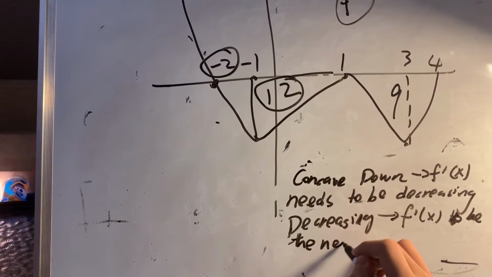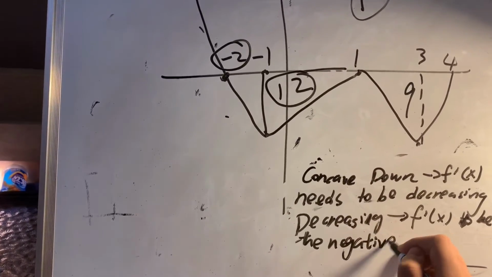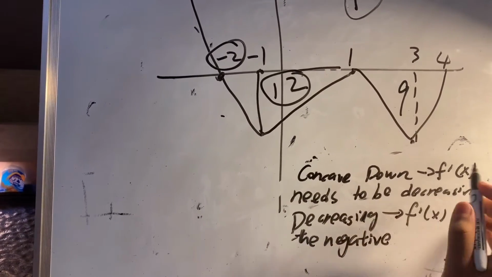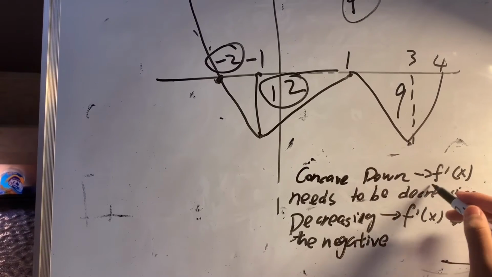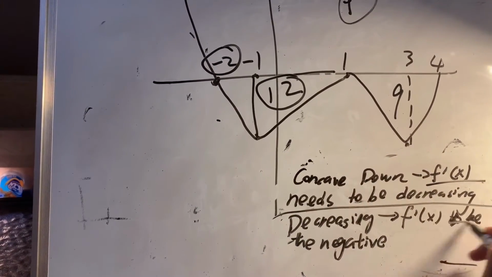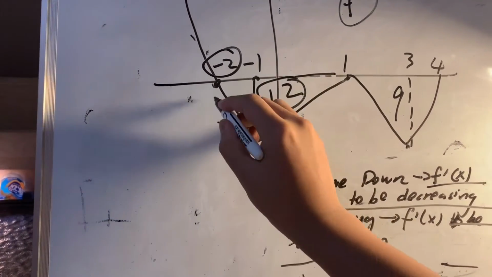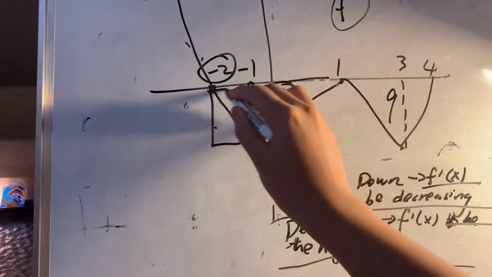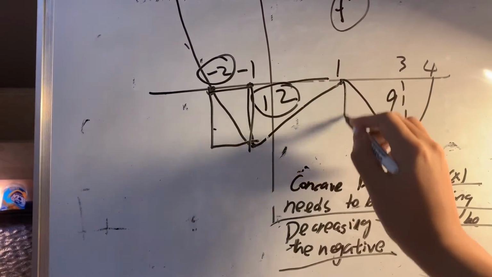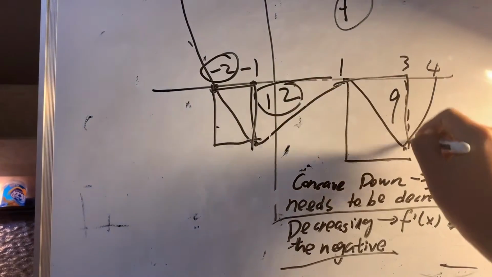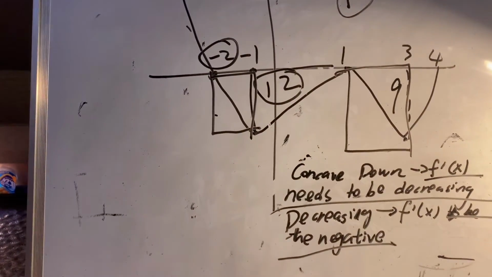So the interval needs to fit 2 requirements: f' needs to be decreasing and it needs to be negative. So there's only this part that fits, -2 to -1 and 1 to 3. And this is the answer.